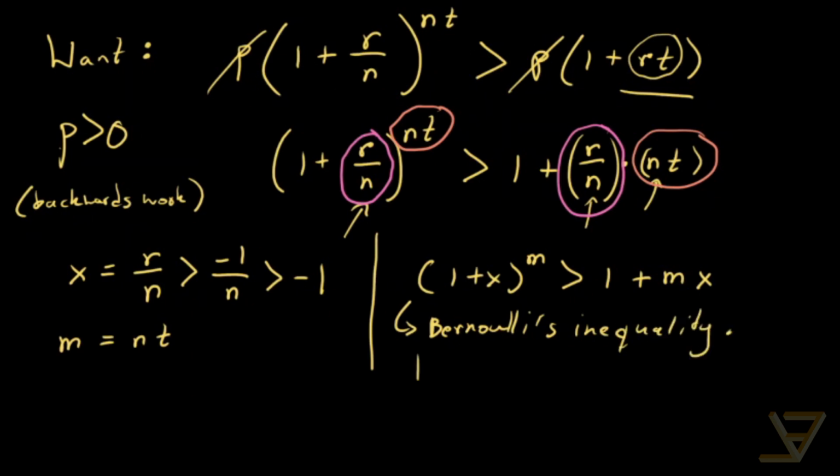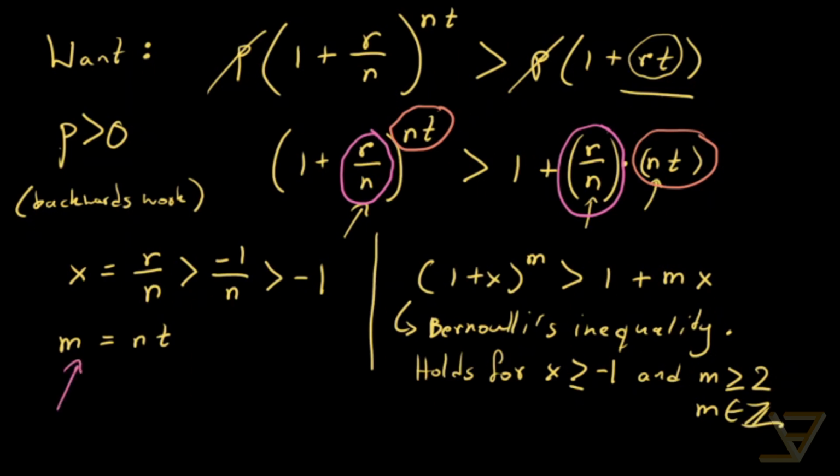And it holds for x greater than negative 1. Actually, it works for x equal to negative 1 as well. And m is an integer greater than or equal to 2. So remember, I said there's going to be a restriction on what m is. We need m to be greater than or equal to 2.